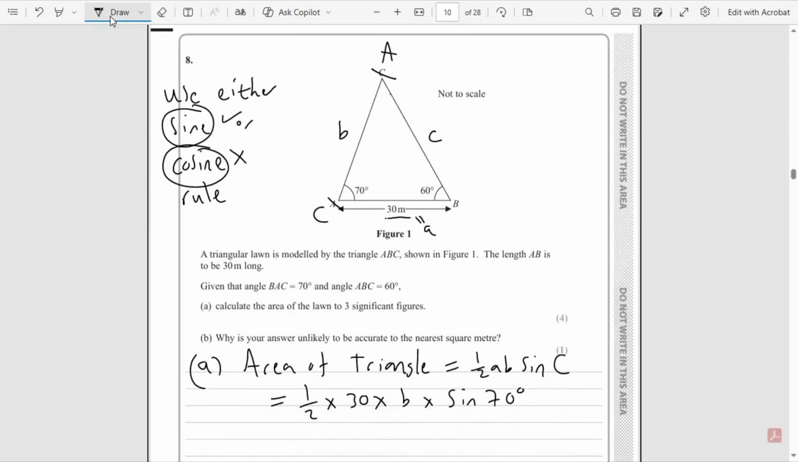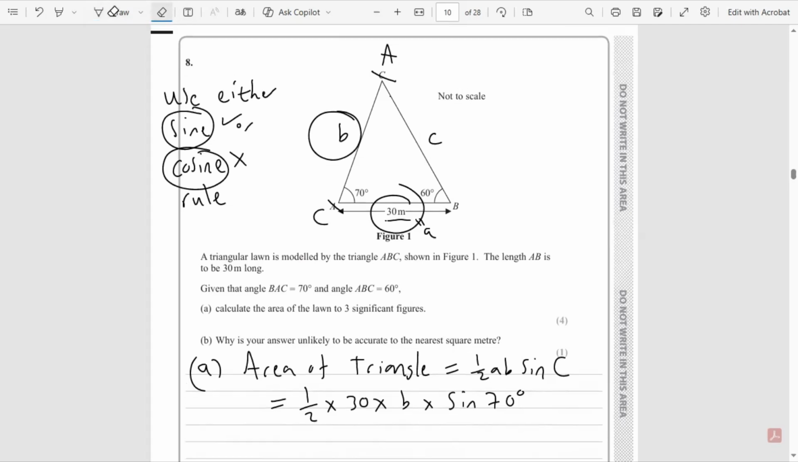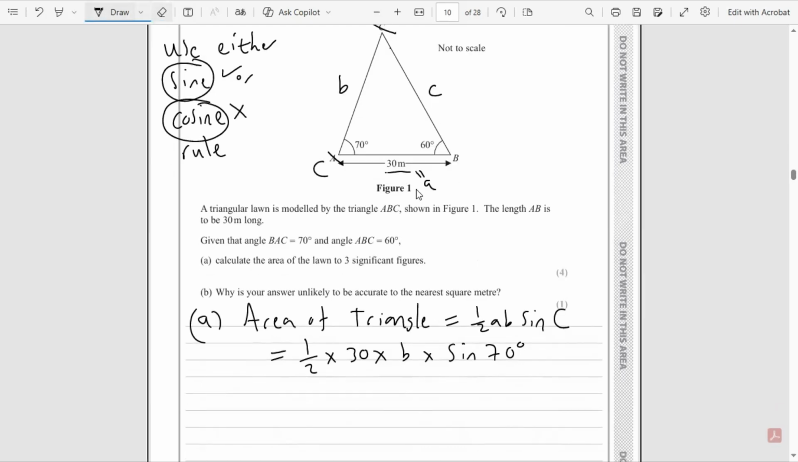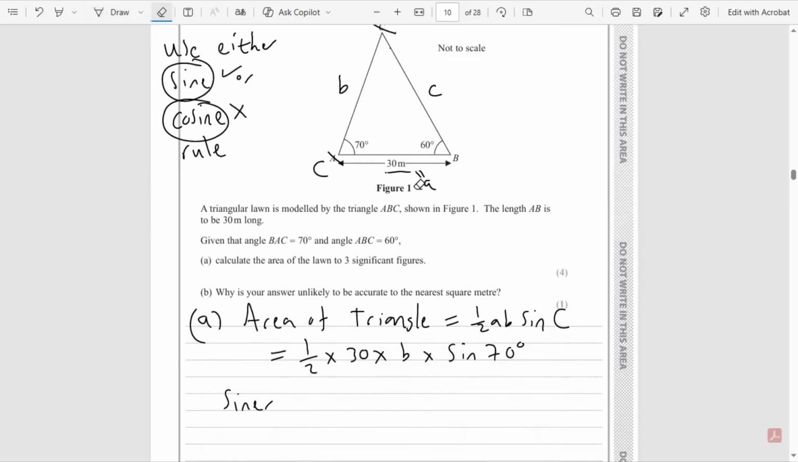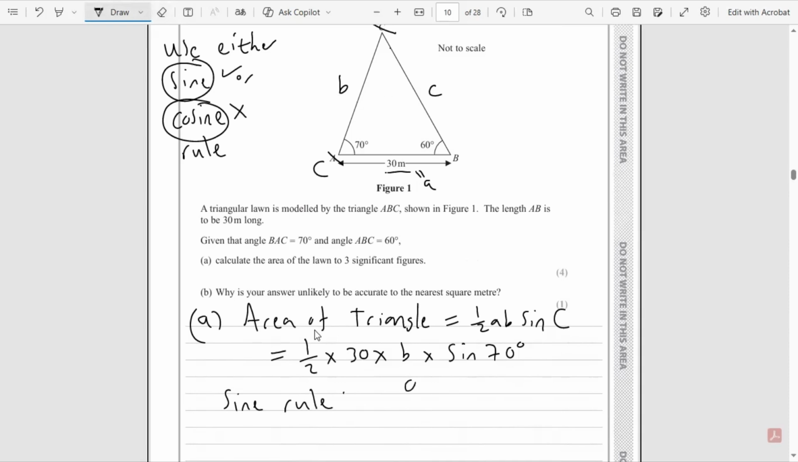So we have two lengths that we want to deal with, so the 30 meters and the b. And we've got two angles in the question, so we will use the sine rule in this question. Now, let me just get rid of these circles. So if we use the sine rule, we should know that the sine rule is as follows. It's a over sine A equal to b over sine B. Let's just write this down here. a over sine A equal to b over sine B.